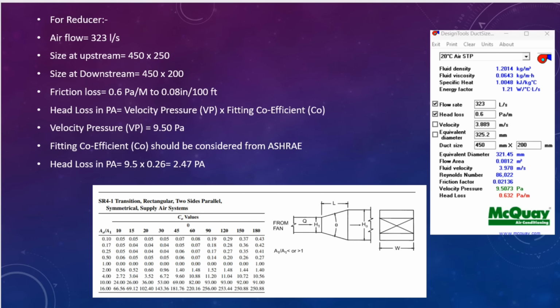So for the reducer, the airflow is 323 liters per second. The size at upstream is 450 by 250. The size at downstream is 450 by 200. I am talking about the reducer, like the incoming and outgoing flow, that is 450 by 250 into 450 by 200. And the friction loss I am going to apply the same one. The formula here is different. That is head loss is equal to fitting coefficient times velocity pressure. This is the new term for the fittings, but for the straight duct this will not come. The fittings coefficient you can take from the ASHRAE application handbook.